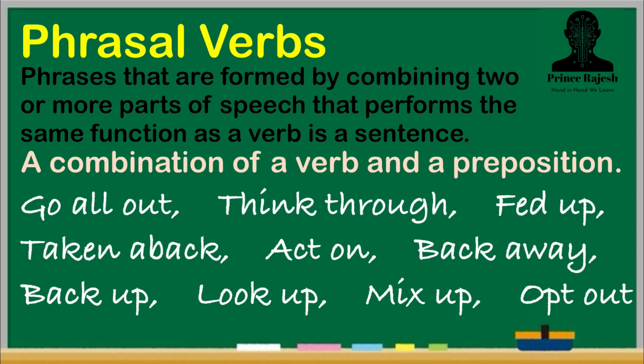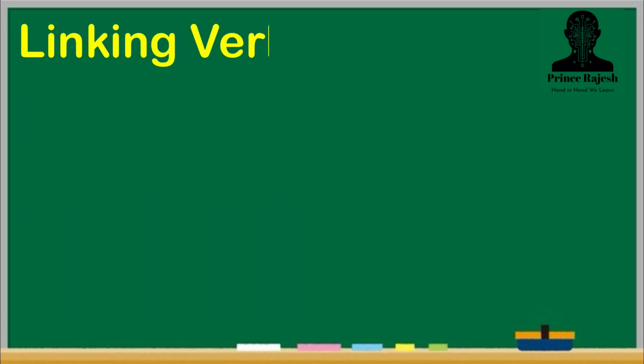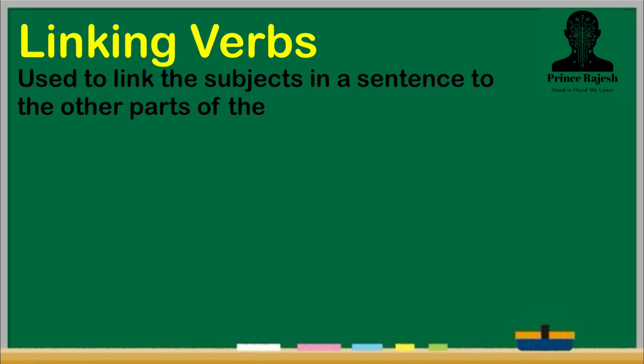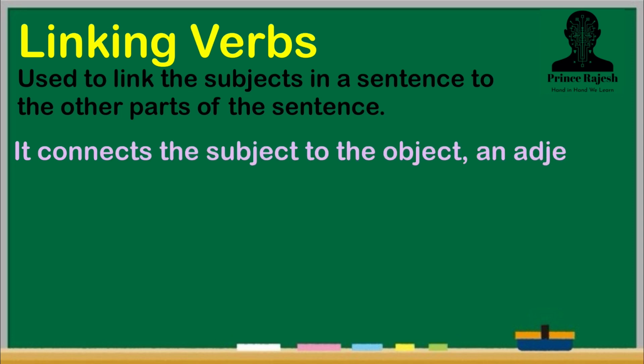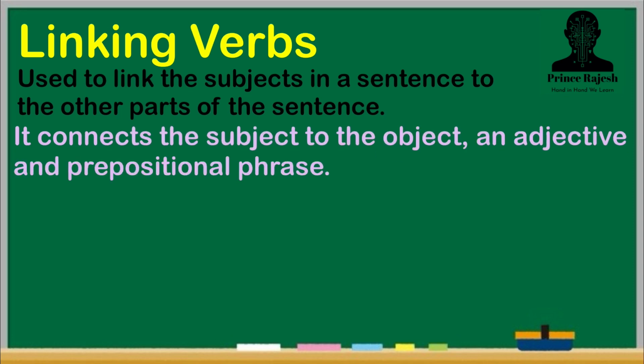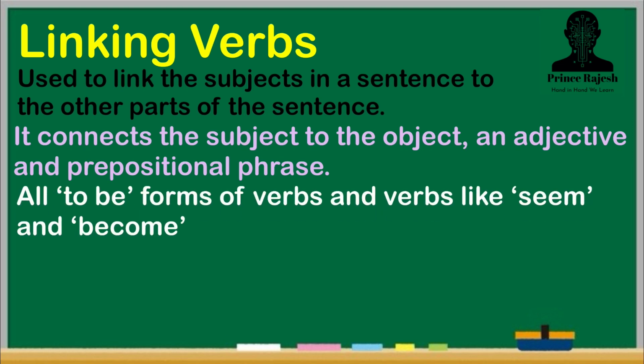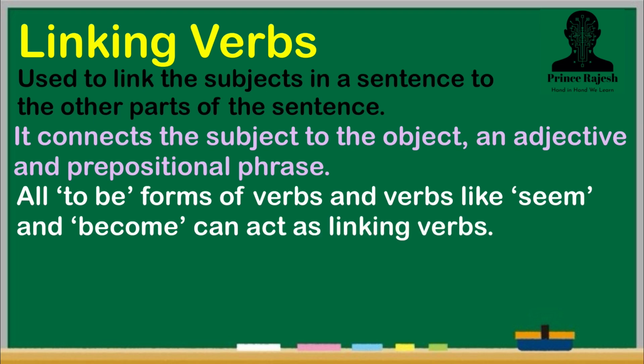Next, linking verbs. A linking verb, just like the name suggests, is a type of verb that is used to link the subjects in a sentence to the other parts of the sentence so that it is meaningful. It connects the subject to the object, an adjective, and even a prepositional phrase. All to be forms of verbs and verbs like seem and become can act as linking verbs.